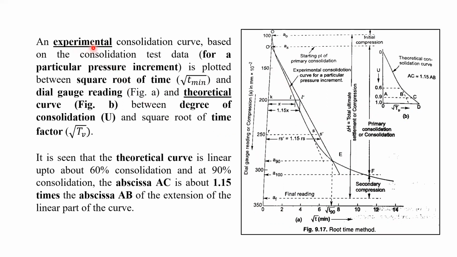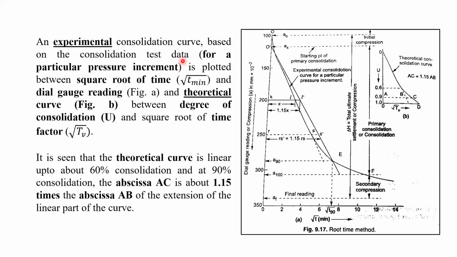You can see what he says: an experimental consolidation curve based on the consolidation test data for a particular pressure increment. The particular pressure may be 10 kilonewton per meter square, because you have collected the dial gauge readings for a period of 24 hours at different timings for 10 kilonewton per meter square. Likewise, you can also plot the experimental graphs for 20 kilonewton per meter square, and then calculate the coefficient of consolidation, which we are going to discuss now.